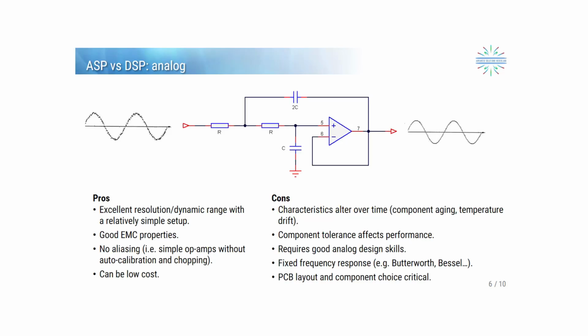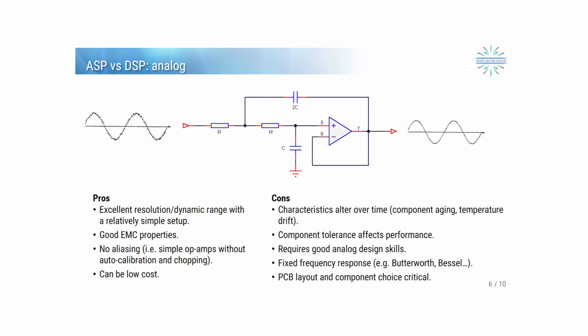Let's look at an analog solution. The most obvious advantage is that analog filters have excellent resolution, as there are no number of bits to consider. Analog filters have good EMC properties, as there is no clock generating noise. There are no effects of aliasing, which is certainly true for simpler op-amps, which don't have any fancy chopping or auto-calibration circuitry built into them.